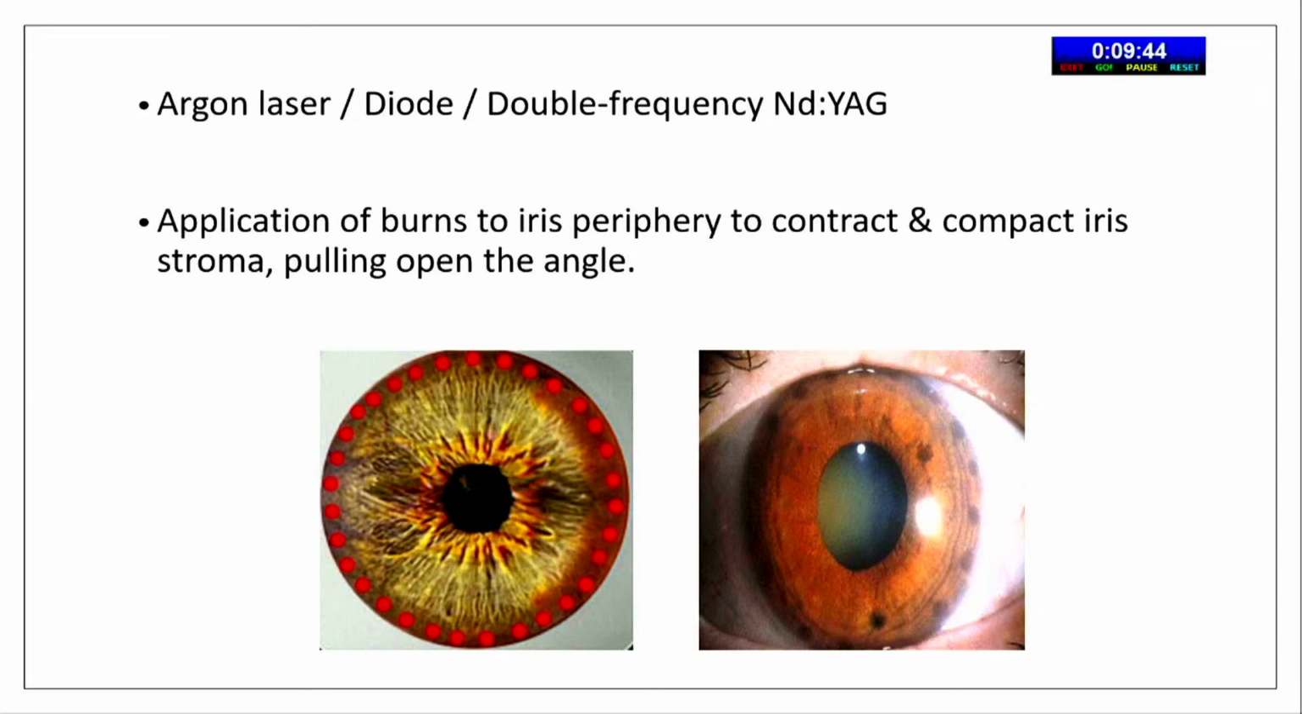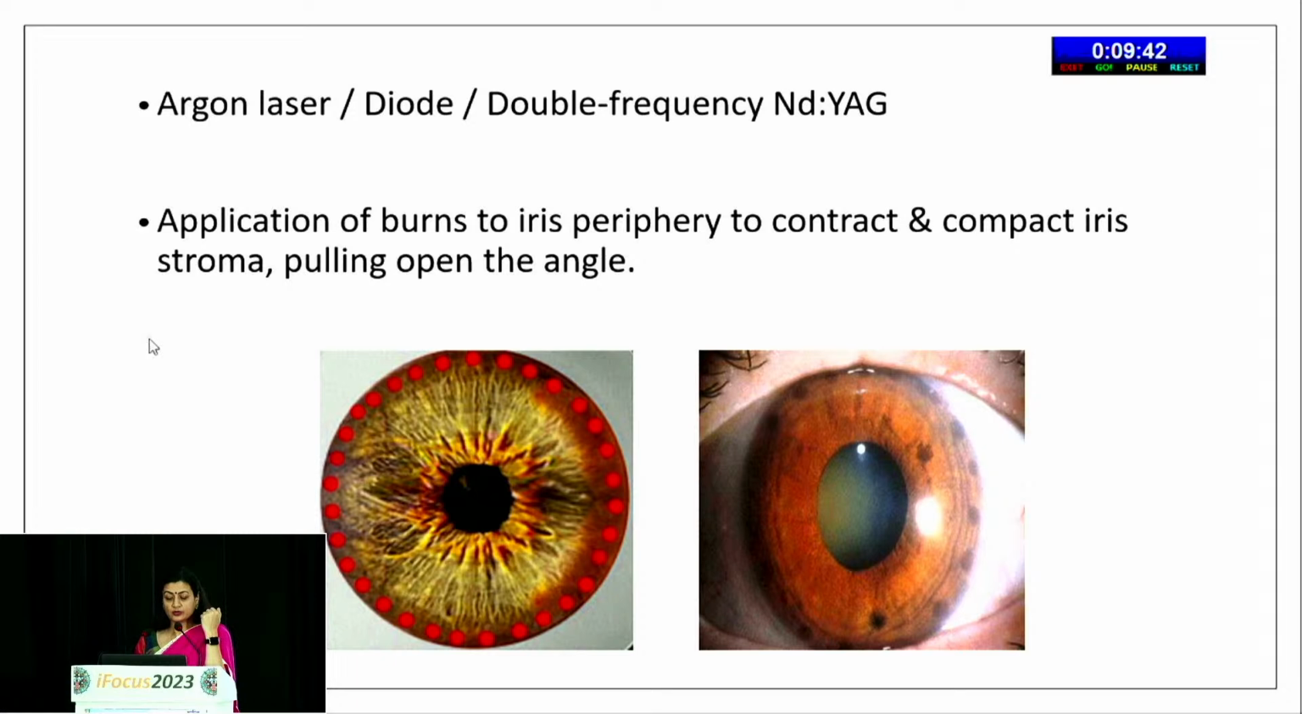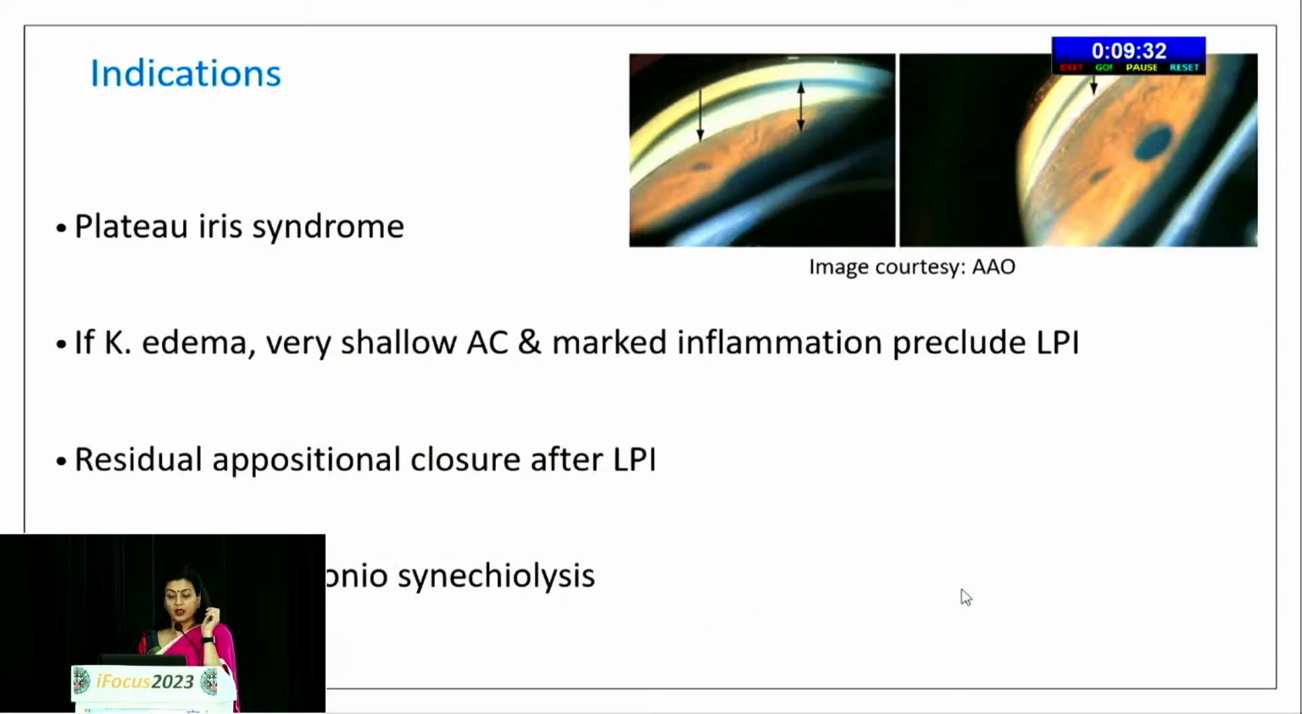The basic principle here is that you apply burns to the iris periphery to contract and pull the iris from the angles, and thereby open up the angles. So these small burns that you see, they are the iridoplasty burns.